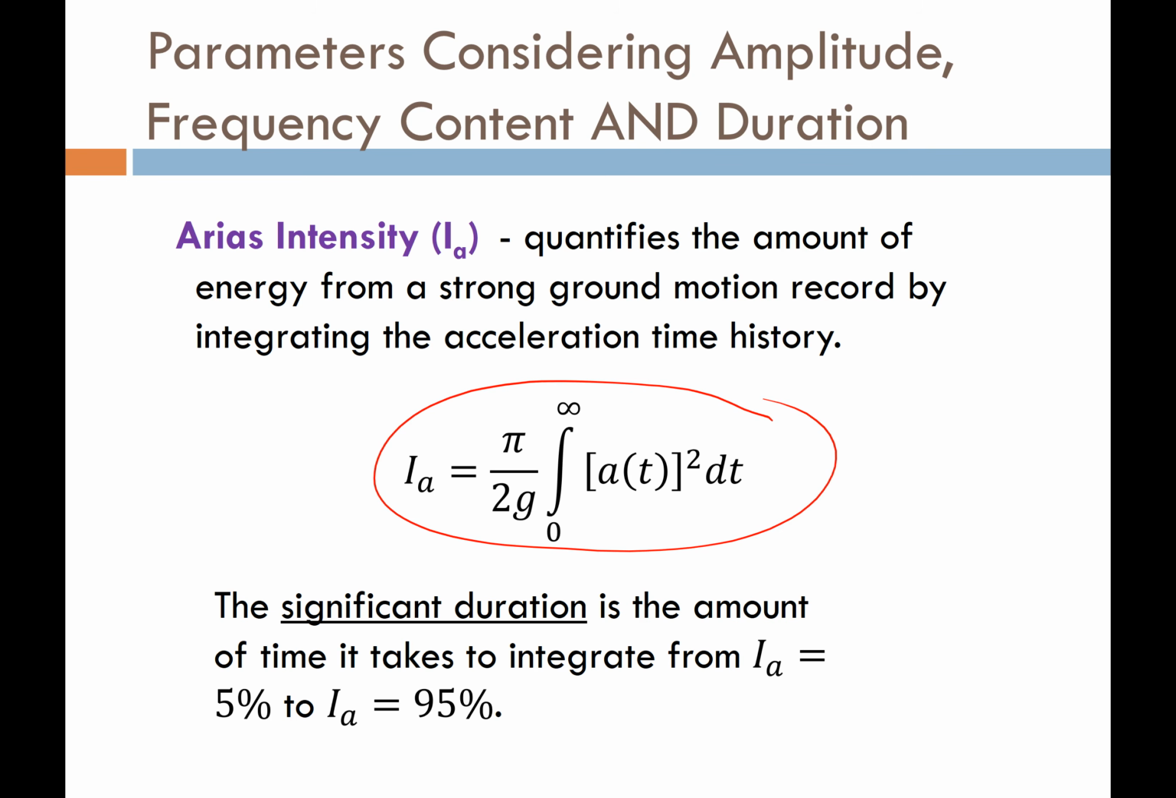Now the significant duration, this is another duration parameter, is the amount of time it takes to integrate from an Arias intensity of 5% to an Arias intensity of 95%, the maximum. So when I say 5% and 95%, that's relative to the Arias intensity max from the earthquake.